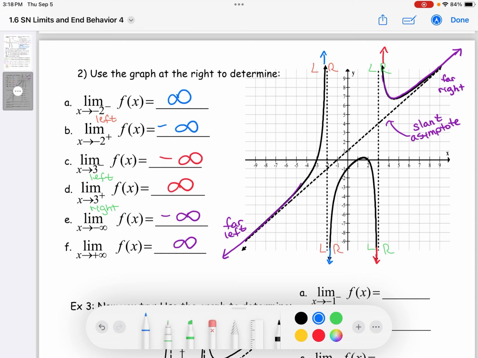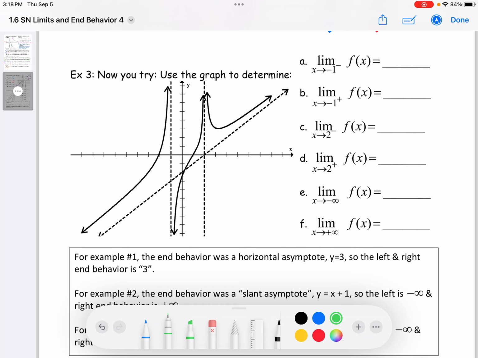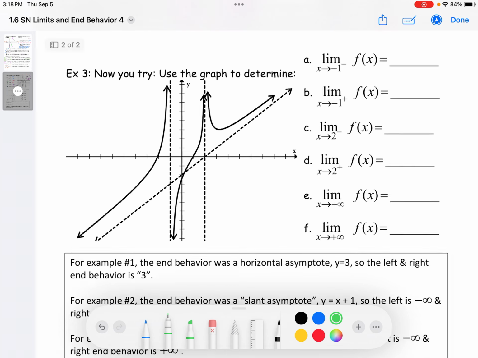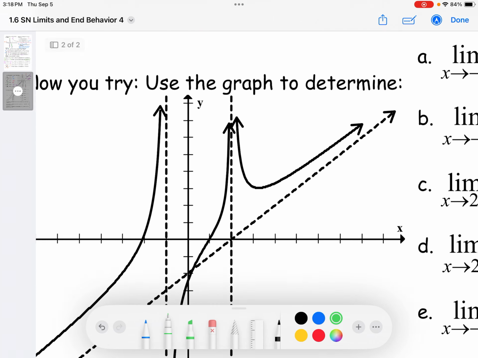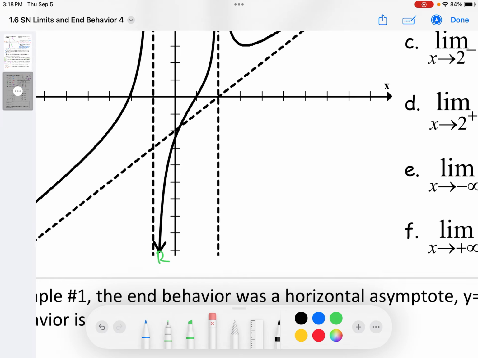Now, let's look at example 3. Again, we have a couple of vertical asymptotes, and we have some end behavior. So look at the vertical asymptote at -1. We have a left side and a right side.